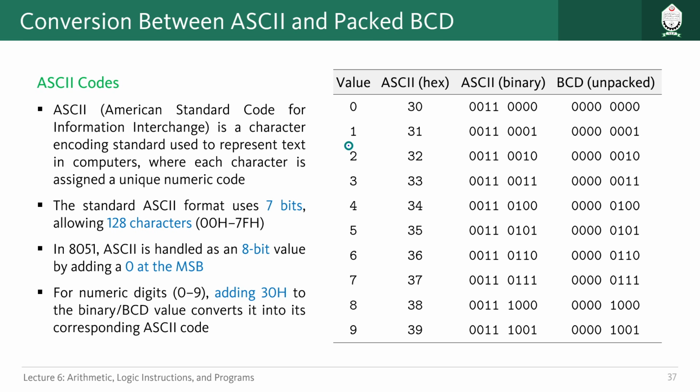So 1 can be represented in unpacked BCD like this: the upper nibble is blank, and the lower nibble represents the value. In this way all the values are represented. If I want to convert that to ASCII, I just have to add 0011, or 3 basically, in the upper nibble. If I do that, it will be converted into ASCII format.